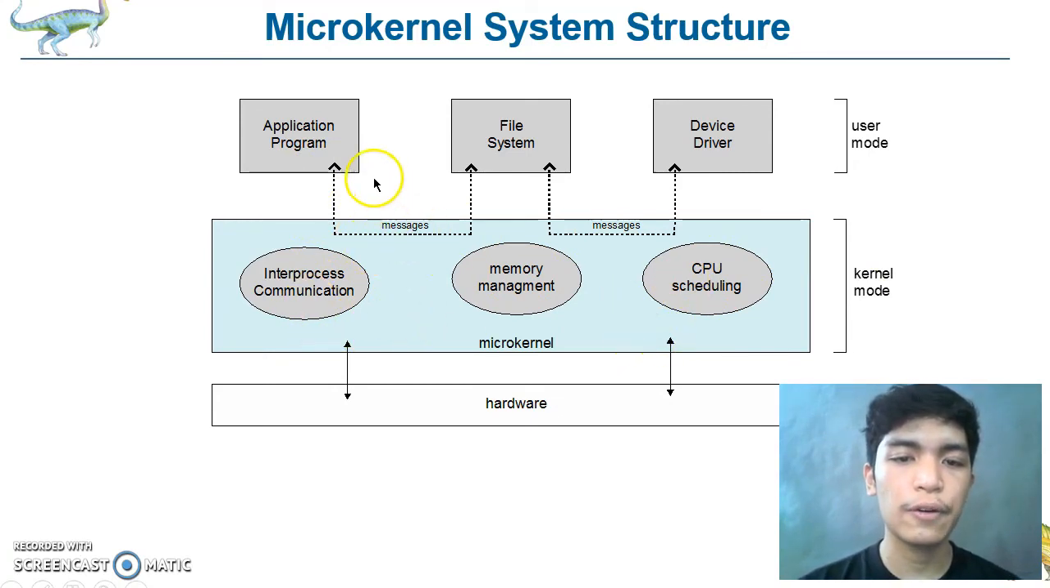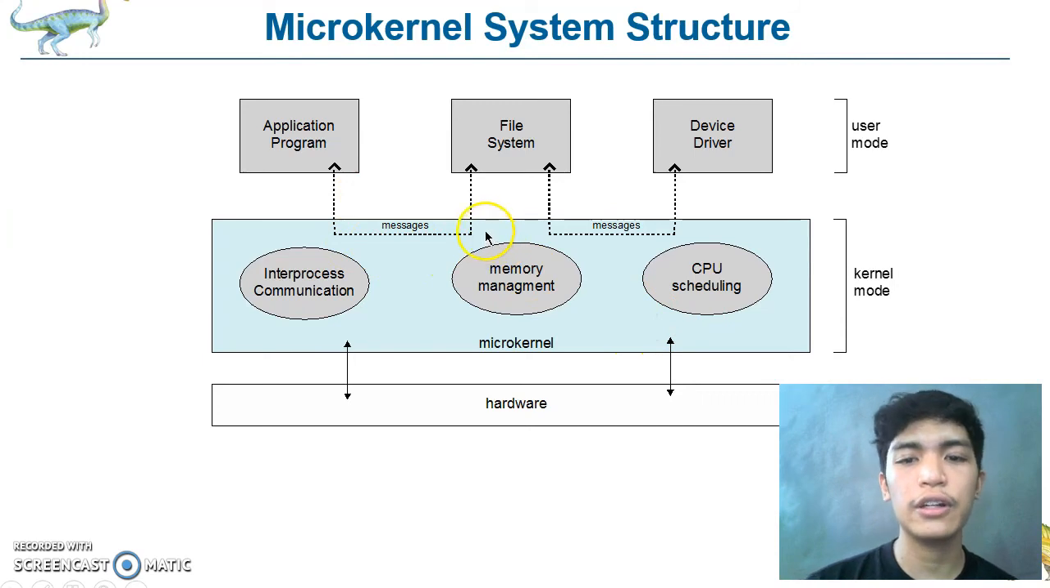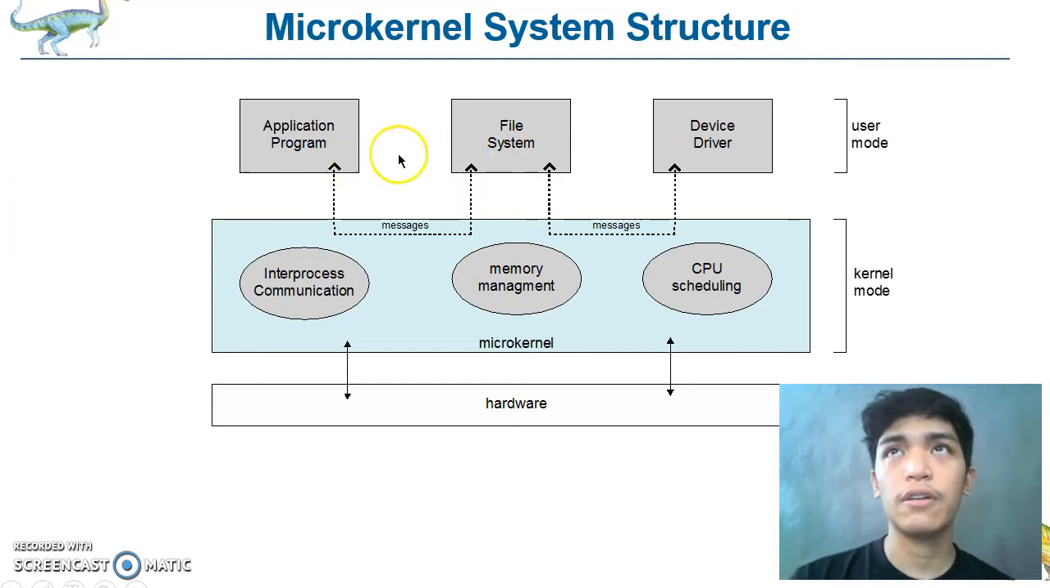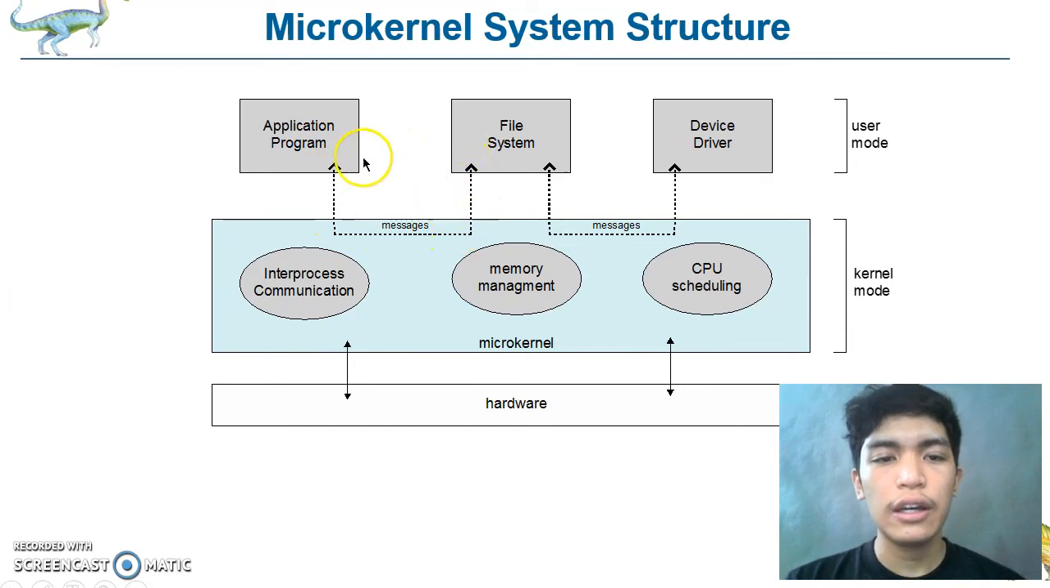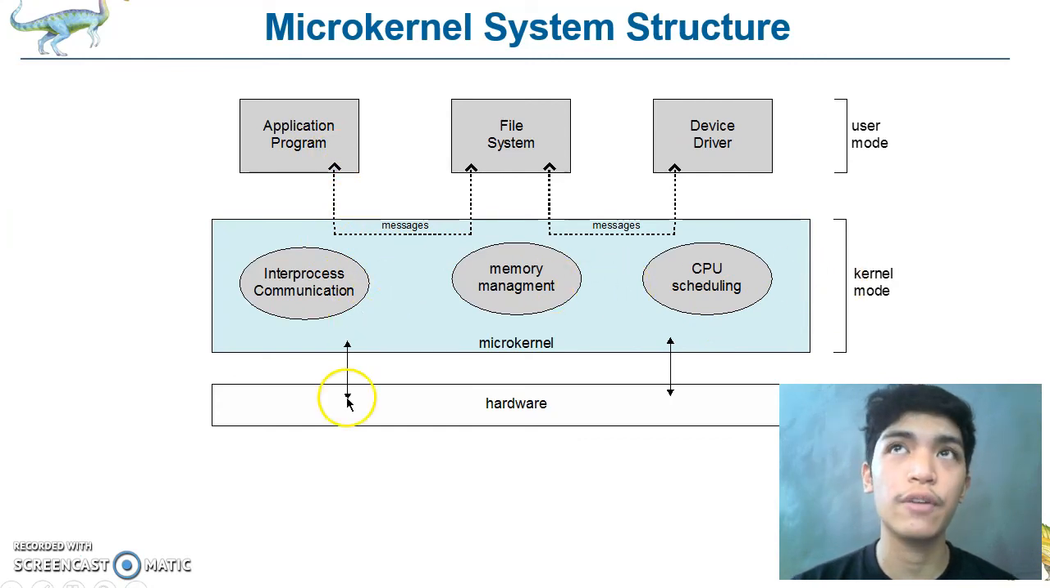The application program message, in order for it to go to the file system, for example, when you're opening a file from the browser or from the file manager, the application program sends a request and message first to the kernel mode, which communicates to the hardware, the device. For example, you have your USB, and afterward it will be sent back to the file system.